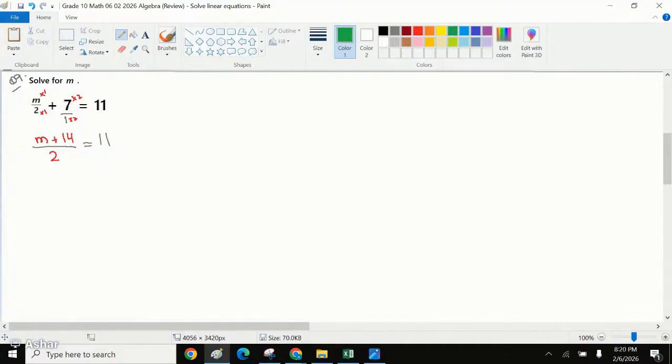Since we have a 2 on either side, we can multiply by 2. This 2 is cancelled out. So we can write m plus 14 equals 22. We can subtract 14 on either side. So m comes out to be positive 8.